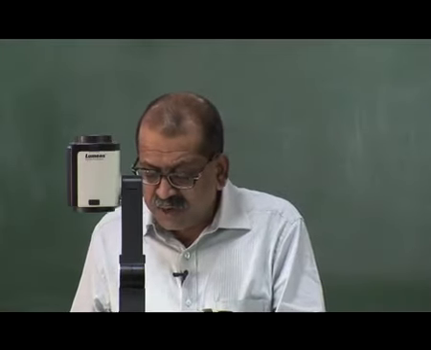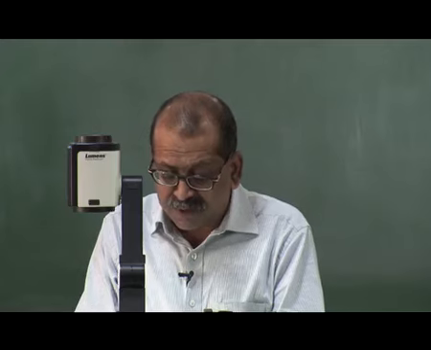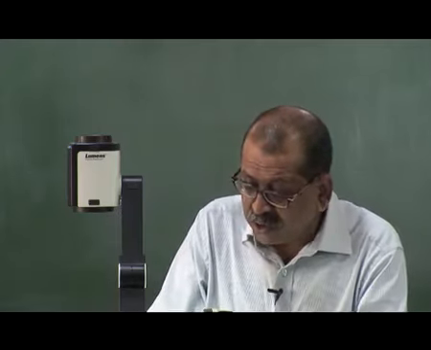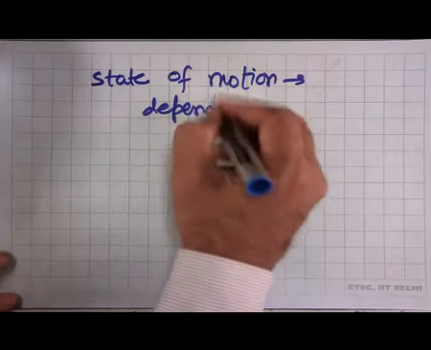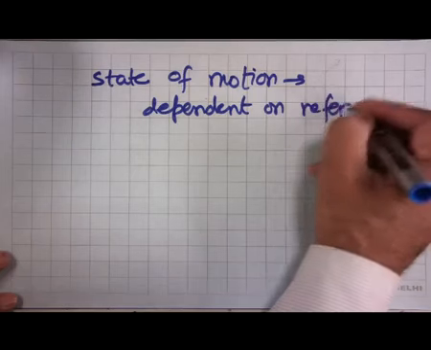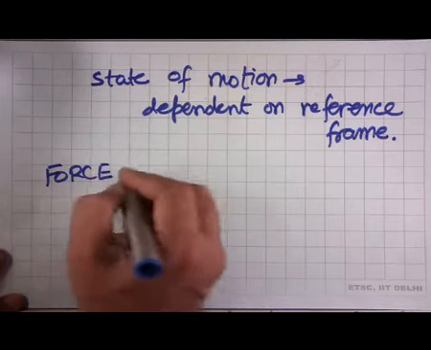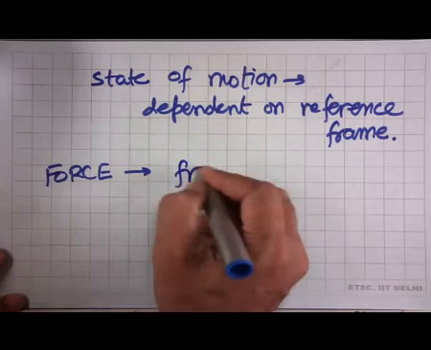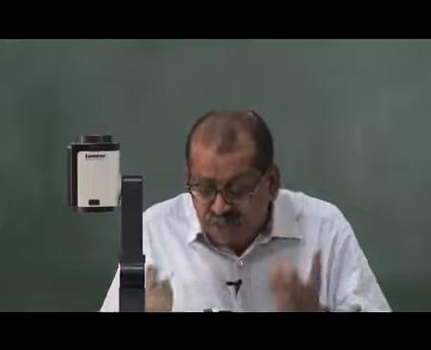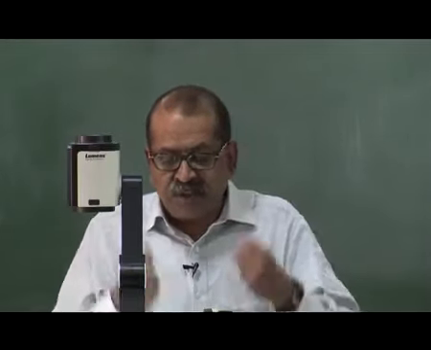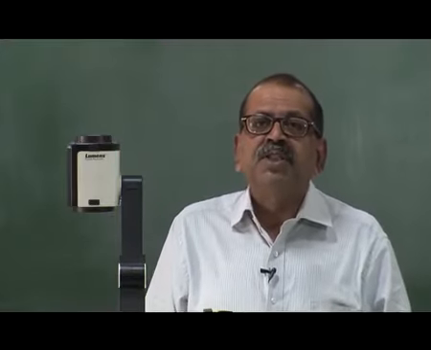Now, we have seen when we did kinematics that a state of motion is a state which depends on the reference frame. So, state of motion is dependent on the reference frame, whereas when we look at force, forces are quantities which are frame independent. That means, whichever frame you measure a force in, whether the frame is at rest, a frame moving with constant velocity, or a frame which is accelerating, the forces, if you measure them, stay the same.